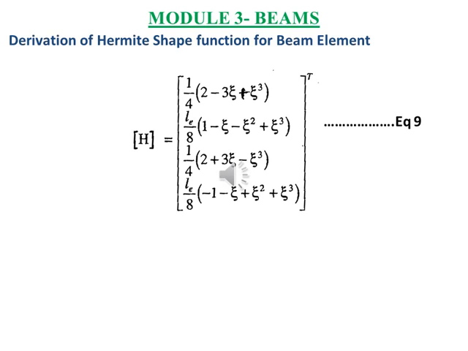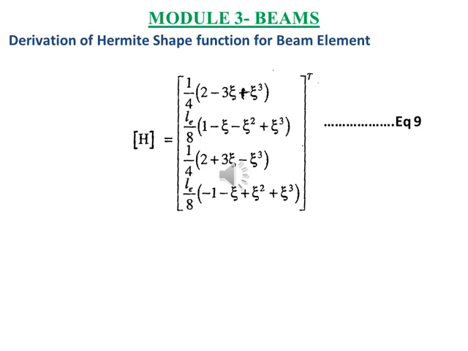So the Hermite shape function is nothing but h is equal to 1 by 4 into 2 minus 3 zeta plus zeta cube, le by 8 into 1 minus zeta minus zeta square plus zeta cube, 1 by 4 into 2 plus 3 zeta minus zeta cube, le by 8 into minus 1 minus zeta plus zeta square plus zeta cube. So this is equation 9. Let this be equation 9. This is the Hermite shape function for the beam element.